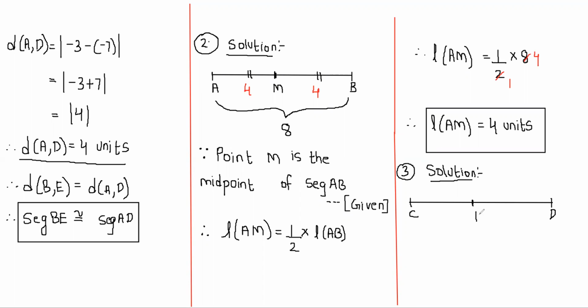Okay, midpoint means it divides the segment in two equal parts. And we know CP is 2.5. So if CP is 2.5 and we already know they are two equal parts, PD is also 2.5. So 2.5 plus 2.5, the whole segment CD will be 5 units. So hence we got the answer. And how to write the steps, the same as we wrote question number 2.